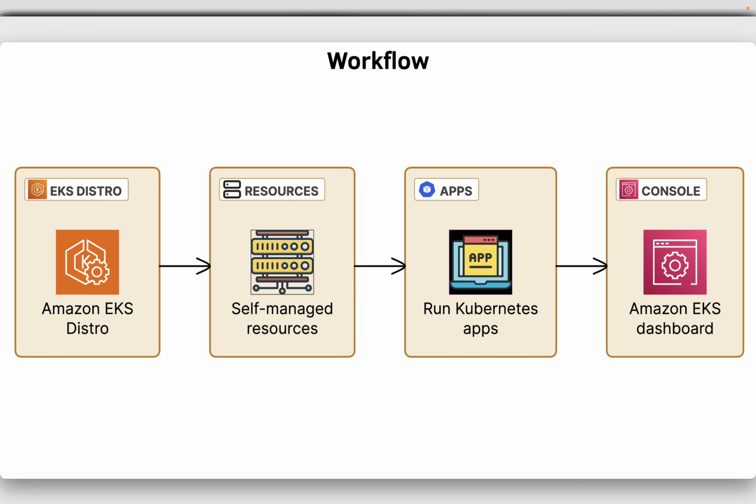So the diagram shows the Amazon EKS Distro workflow from building Kubernetes clusters to viewing and exploring the apps on the Amazon EKS dashboard in the AWS Management Console. So you start by downloading and building Kubernetes clusters with your own tooling. Then you have self-managed resources which you use. It can be bare metal, it can be virtual machines, or it can be Amazon EC2 instances. Then third step, you run Kubernetes apps on the EKS Distro cluster, and you can see the Amazon EKS dashboard in the AWS Management Console, and from there onwards you can view and explore the running Kubernetes apps.